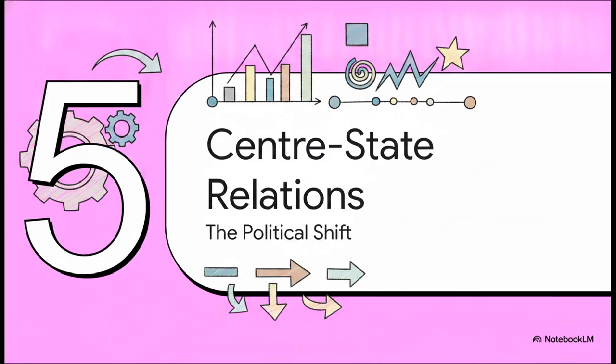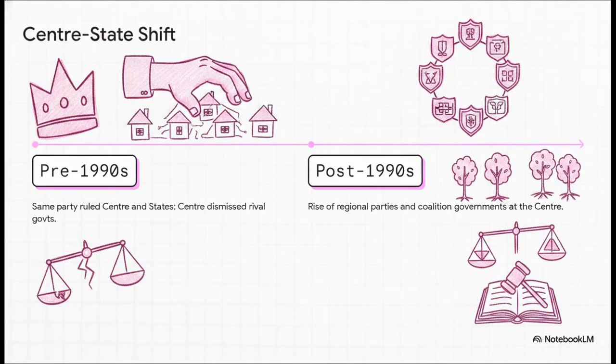Section 5. Changing center-state relations. Let's talk about the big political shift. Over the years, there's been a dramatic, historical shift in how the center and the states interact. Before the 1990s, the exact same political party often ruled both at the center and in most of the states. During that era, the central government would frequently misuse the Constitution to just dismiss state governments controlled by rival parties, which obviously completely undermined the entire spirit of federalism.